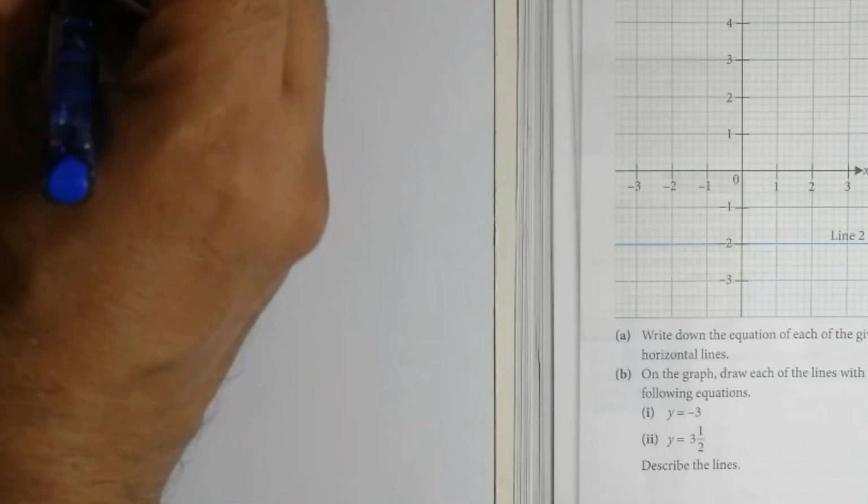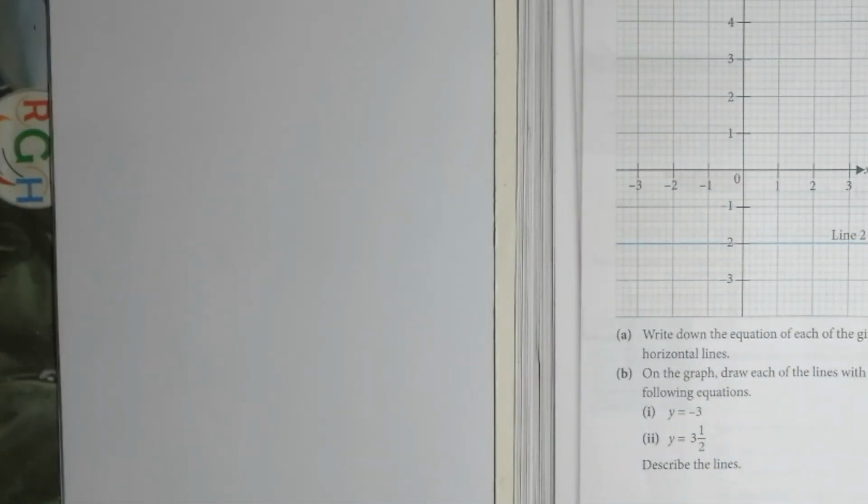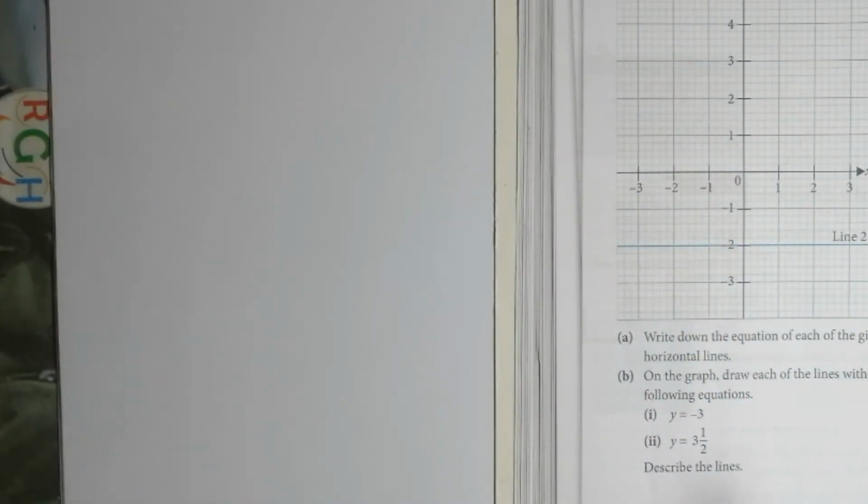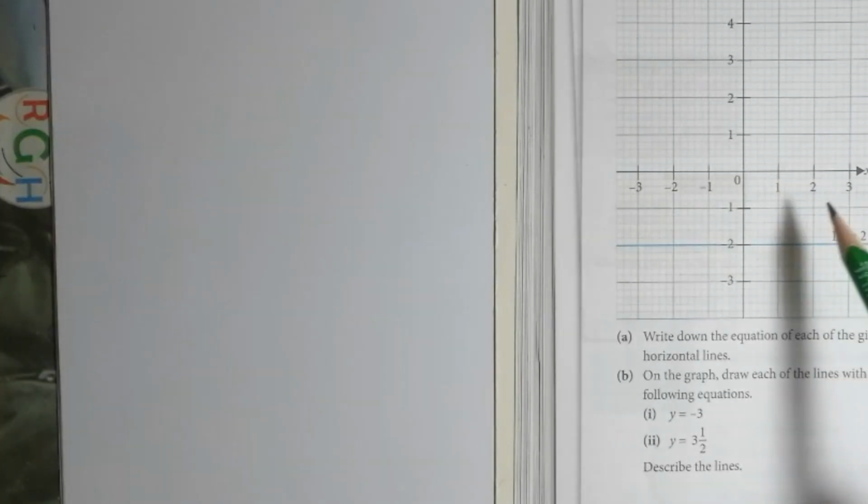So, question number 1. There is a graph given, two perpendicular lines, a Cartesian coordinate system. Write down the equation of each of the given horizontal lines. Line 1 is a horizontal line, and line 2 is a horizontal line. These two lines are parallel to the x-axis of the Cartesian coordinate system.